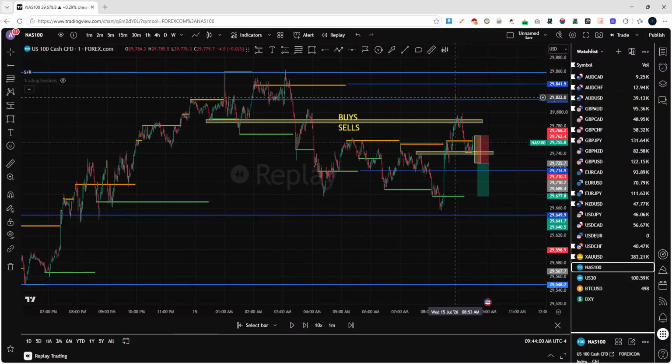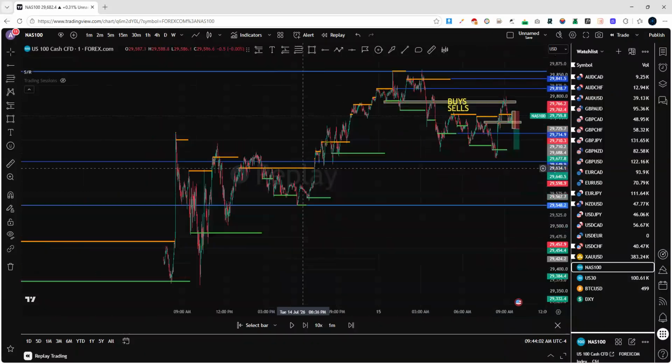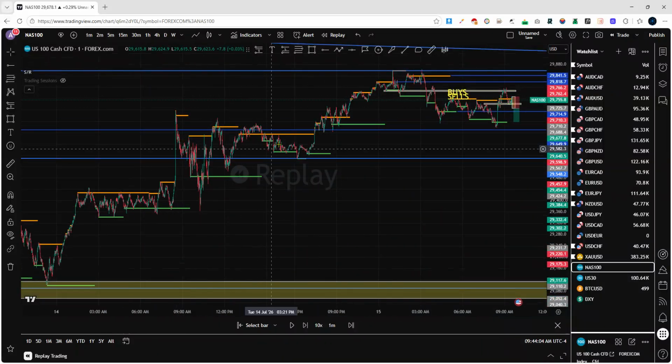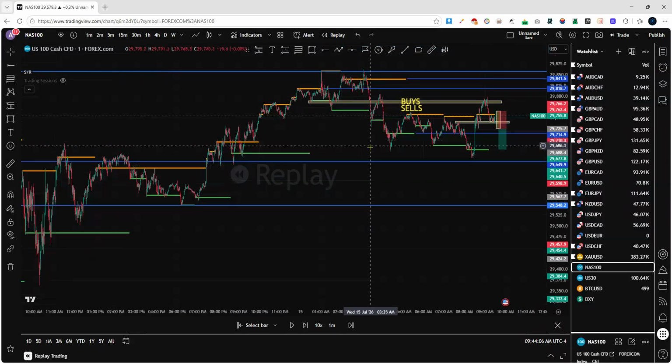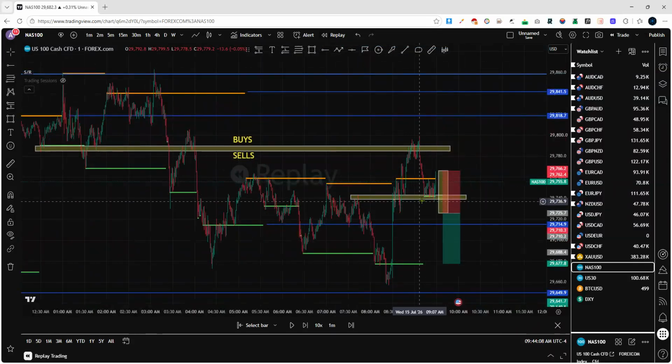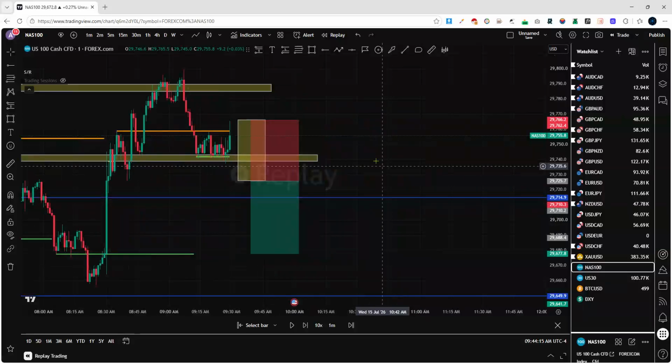Once we get up here, then on a major structure, when we look at major structure, we're going to start buying. So this is minor structure. Once you get below this area, this is really confirmed sells.